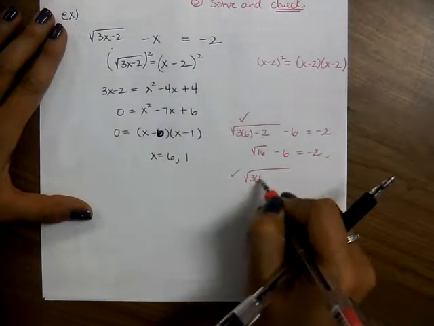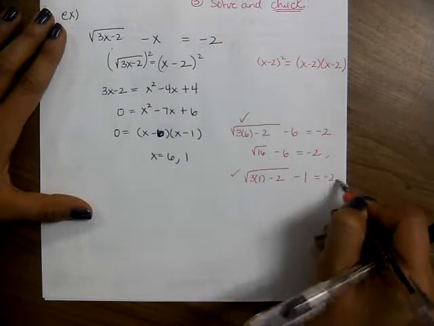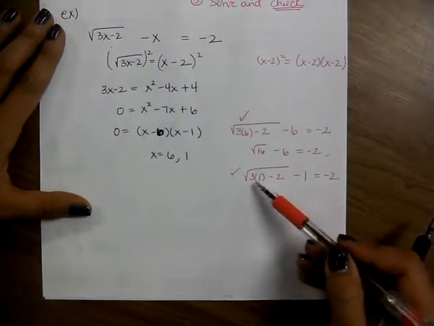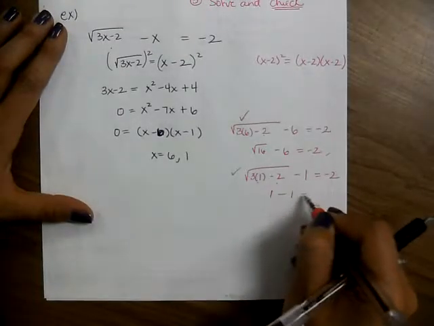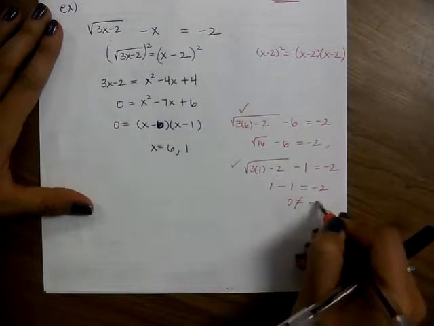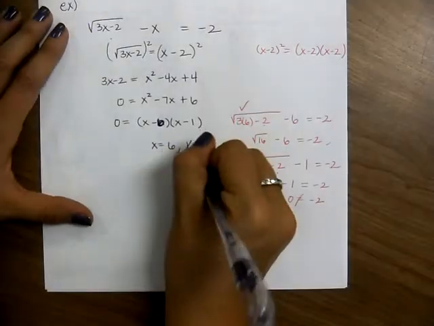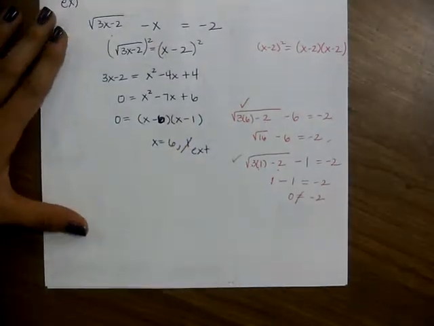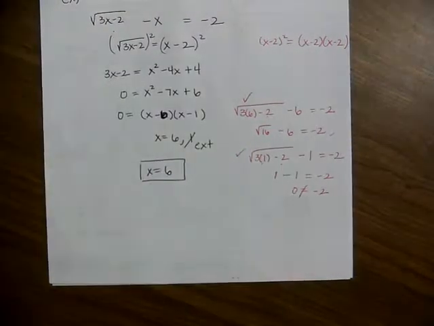We have 3 times 1 minus 2 minus 1 equals negative 2. 3 minus 2 is 1. The square root of 1 is 1. 1 minus 1 is not negative 2. It's 0. So this is a bad solution. It's extraneous. All you have to do is draw a line through it. You can write ext. And then I would like you to separately list the good solution of x equals 6.